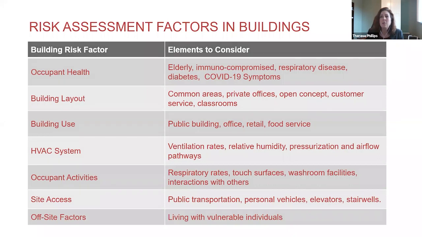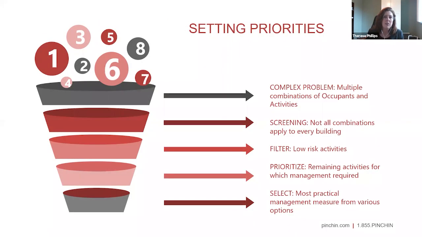So as you can see, there are a lot of elements to consider related to each of these risk factors. And if you consider the whole process as a sort of a filter, at the very top of the filter, you have this complex problem with multiple combinations of occupants and activities. And it could get pretty messy when you think about it. So the risk assessment would help by screening all these combinations and screening out the ones that don't necessarily apply to every building or business activity.